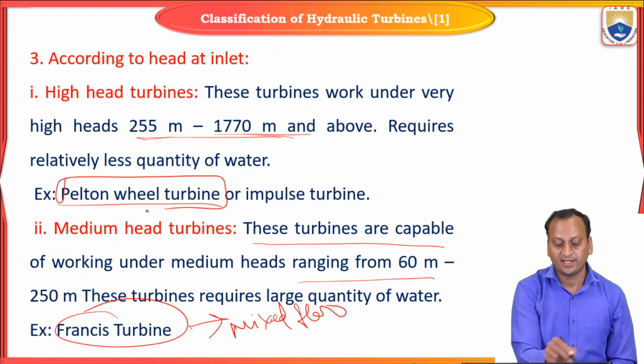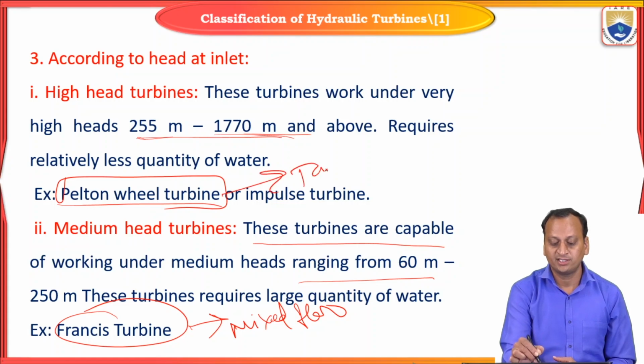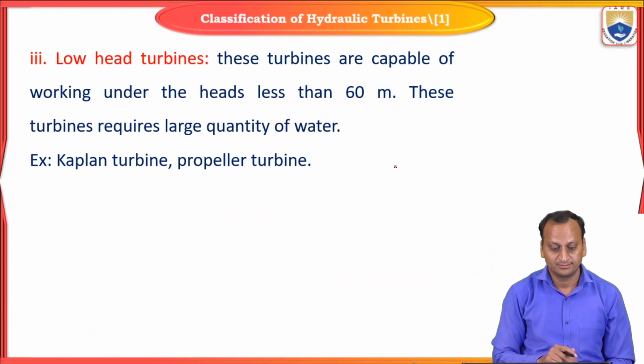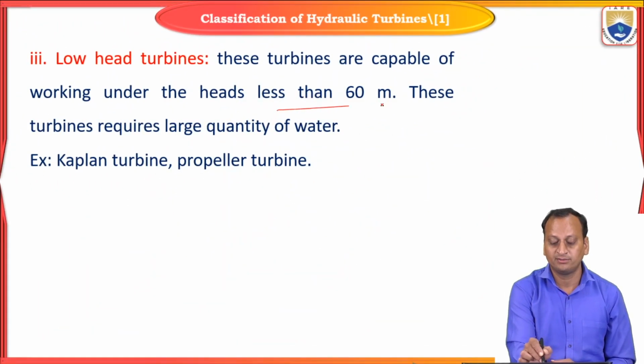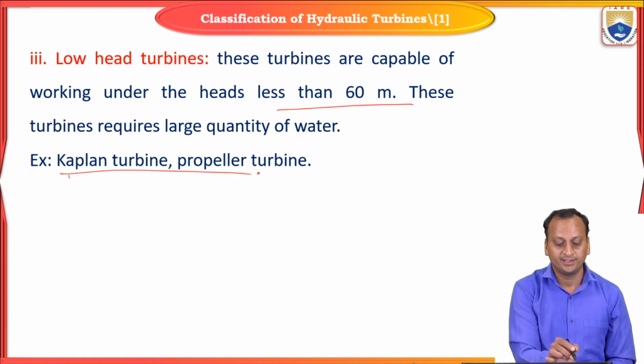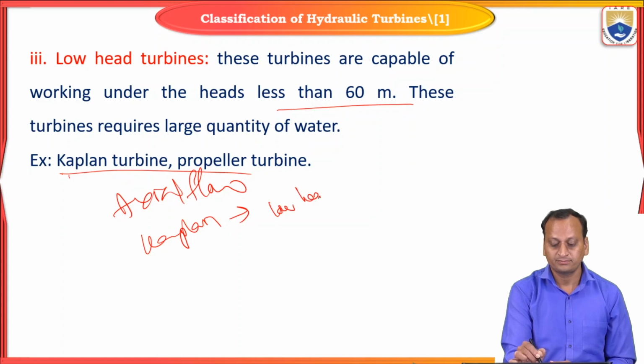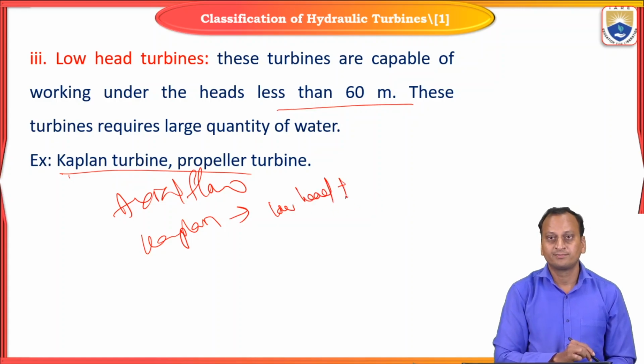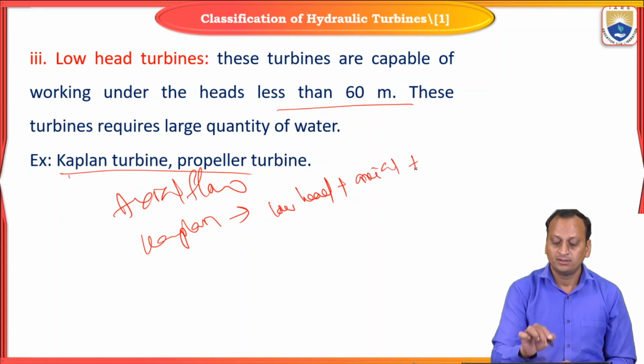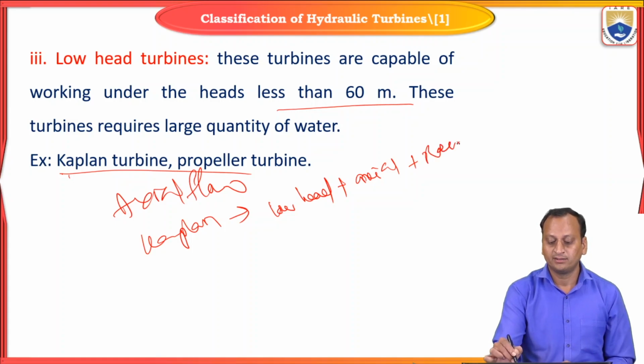The Pelton wheel turbine is a high head turbine, but it is a tangential flow turbine, tangential, not axial. It should not be called an axial turbine. Low head turbine is less than 60 meters. Examples are the Kaplan turbine and propeller turbine. These are axial flow turbines. Therefore, the Kaplan turbine is a low head, axial flow reaction turbine.